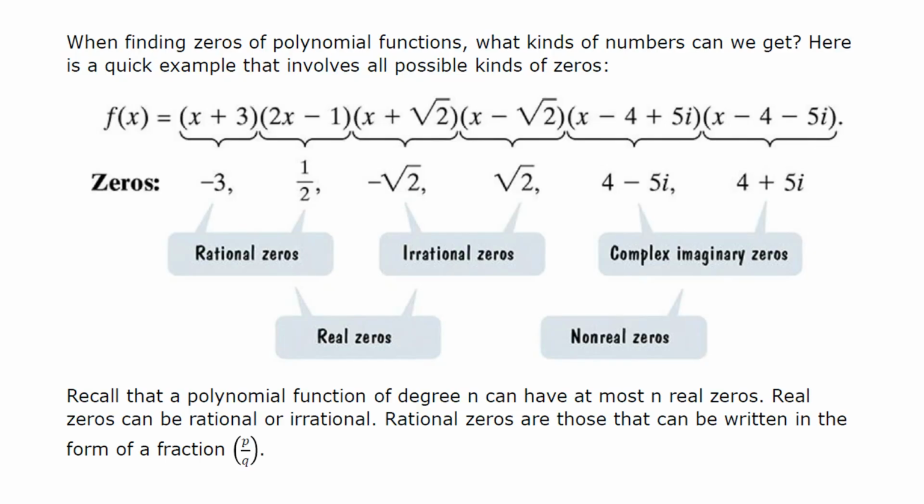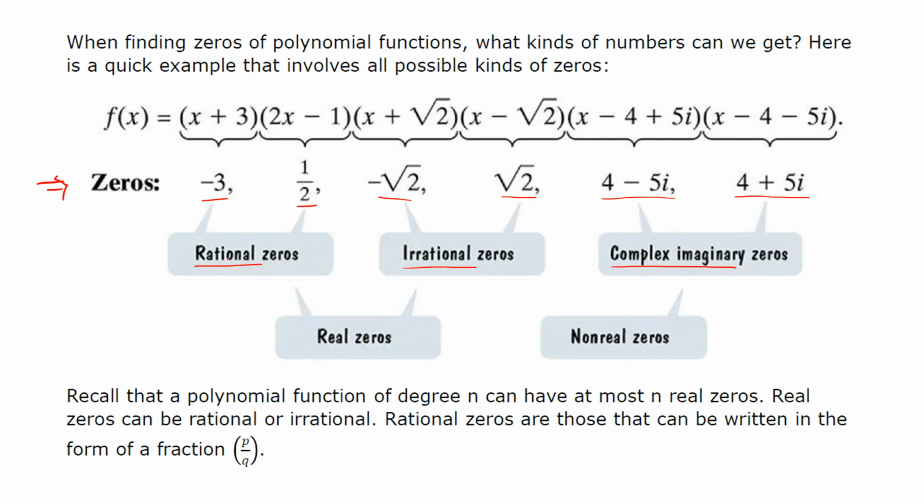So we have f of x. F of x is written in linear factorization form. Each of these linear factors, when set equal to 0, will give us the zeros of f of x. So we have our zeros here in this row. We have -3 and 1/2, which represent rational zeros. We have -√2 and √2 that represent irrational zeros. And we have 4 minus 5i and 4 plus 5i that represent complex imaginary zeros.